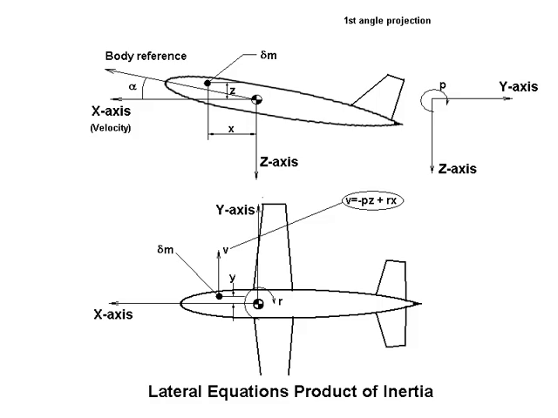Oddly enough, this does not reverse the sign of the wing configuration's contribution to Y_β compared to the dihedral case. Y_p: side force due to roll rate.